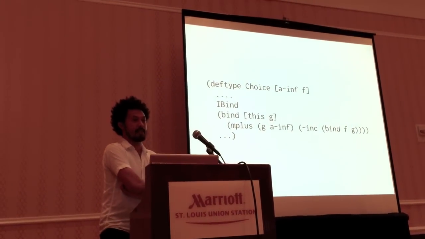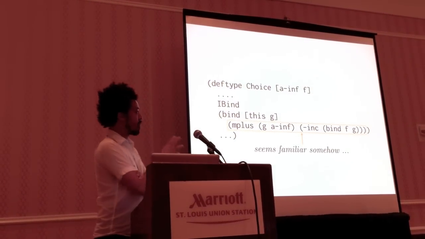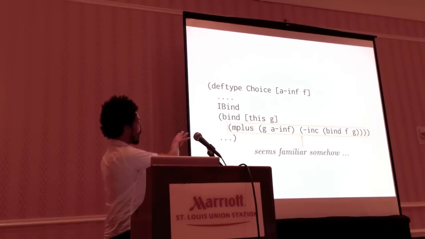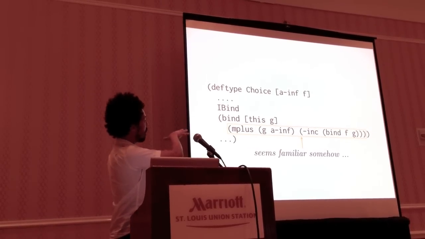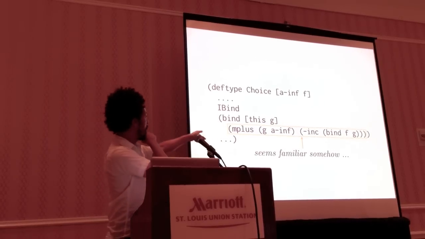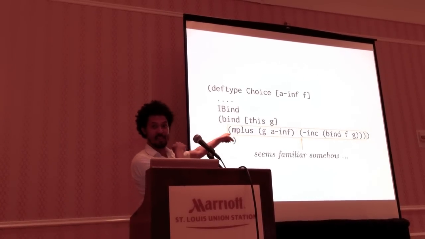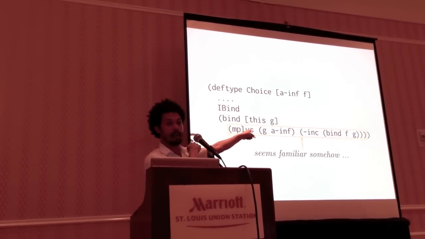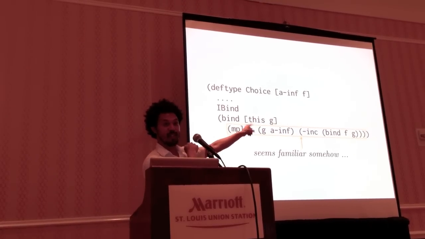So if you look at choice, this should look extremely familiar. What happens when we call bind on a choice, which is a stream, right? We apply the goal to the head of the stream. Then we make a new thunk where we bind the goal to the tail of the stream.